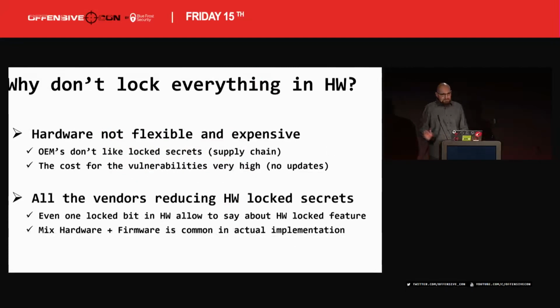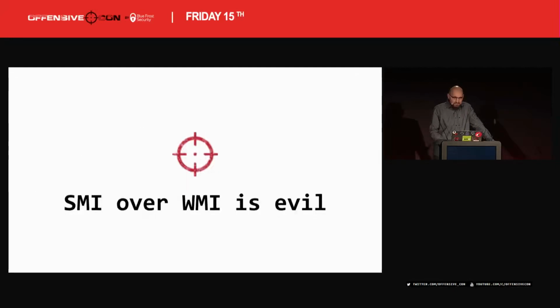Okay, so hardware is not flexible, it's expensive. OEMs don't like locking secrets there because the supply chain is very, very difficult for that. The cost of vulnerabilities is very high, no updates, right? So recalls or something like that. All the vendors are reducing hardware-locked secrets; they try to lock in bits or something like that to make it simpler, and mostly it's a mix of hardware plus firmware in common, actual implementations. So let's move to more interesting stuff. We learned something about the hardware root of trust, and now we'll see examples of how it can be broken.